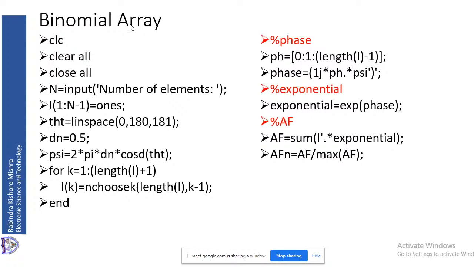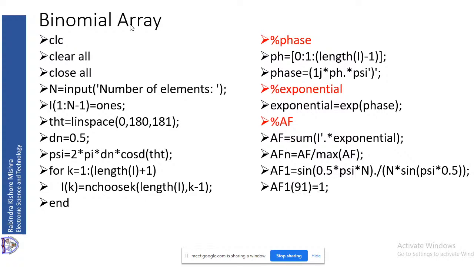So whatever is the maximum value in the previous line, that will be calculated automatically, and that will be divided by the array factor. That gives you the normalized array factor. So once you know the normalized array factor, you can find out what is AF1. Find out AF1 using this: sin n psi by 2 divided by n sin psi by 2. That is the formula for array factor for n elements, so that we know.